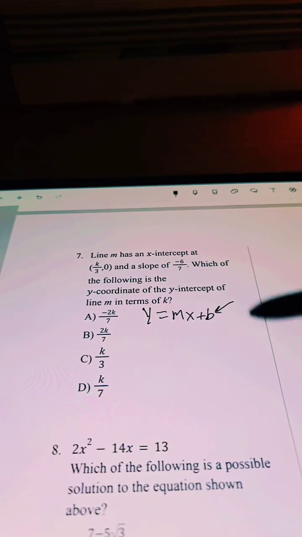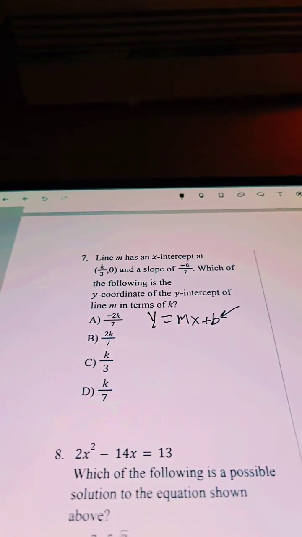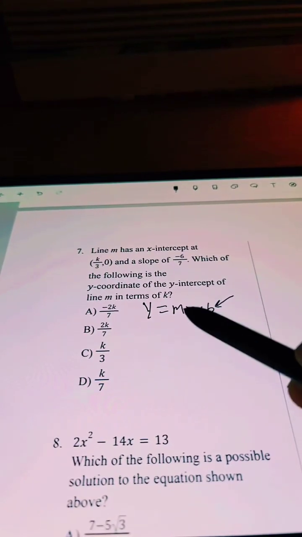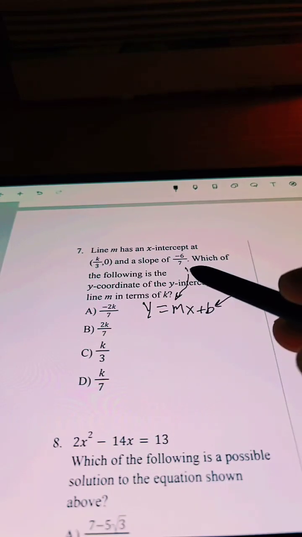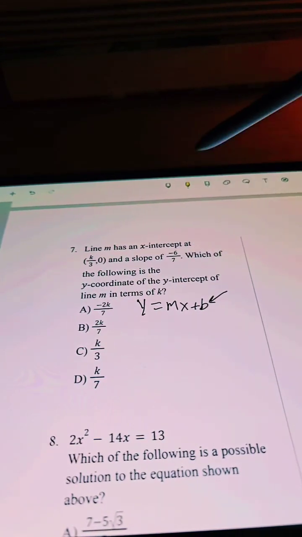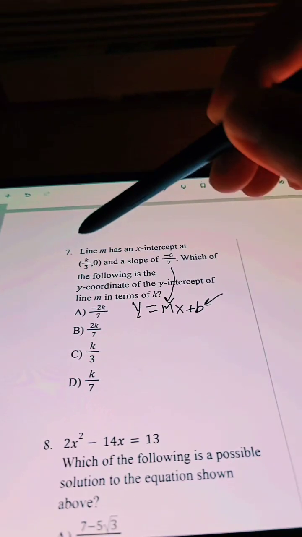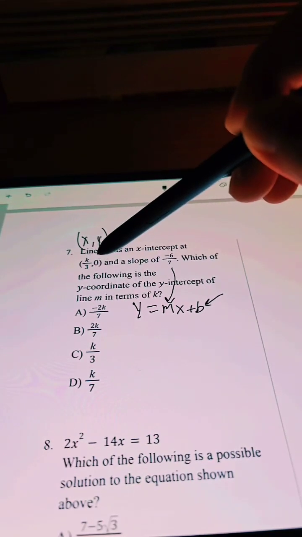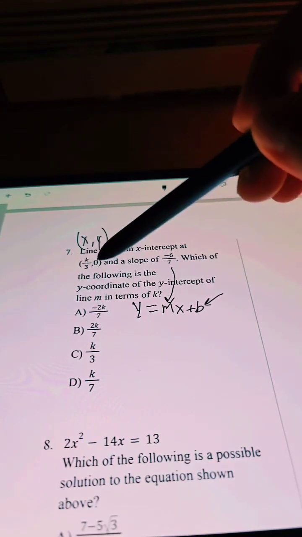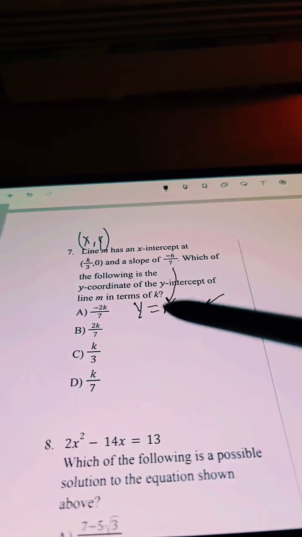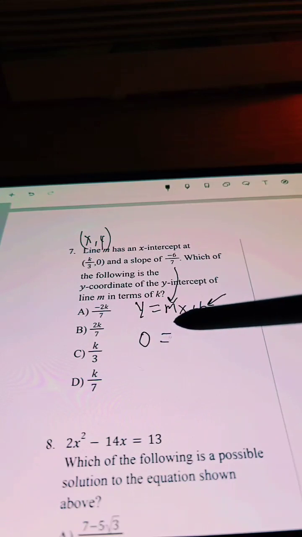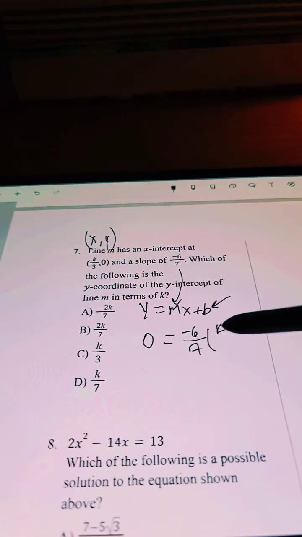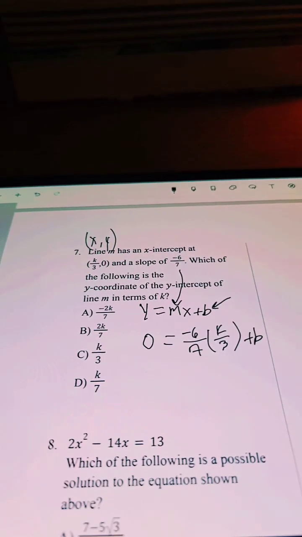But this is basically a line. We know it's a line, so we can use y equals mx plus b. So our slope is represented by m, so we can replace m with negative 6/7. And then whenever they give us a point, they give us an x comma y. So when they told us k over 3 comma 0, they told us x can be replaced by k over 3 and y can be replaced by 0. So that's what I'm going to do. I'm going to say 0 is equal to negative 6/7 times k over 3 plus b.